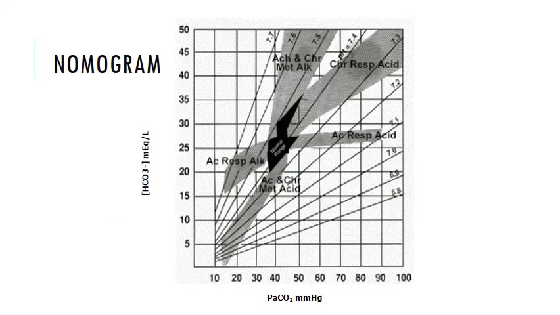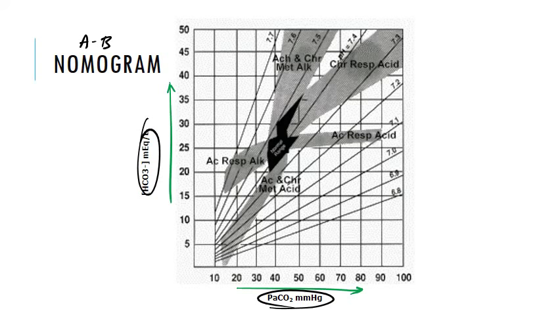And lastly, what I wanted to do was to give an homage to acid-base nomograms. A nomogram is a graphical illustration of the relationship of PaCO2 and bicarbonate. So here on the x-axis we have an increasing partial pressure of CO2, and on the y-axis we have an increasing level of bicarbonate, excuse me.